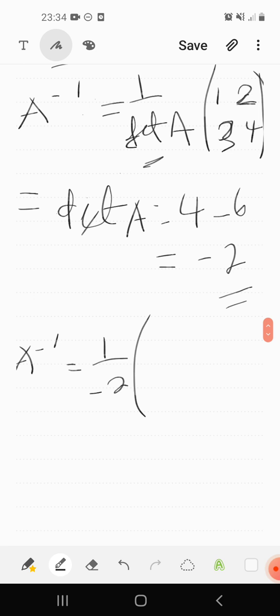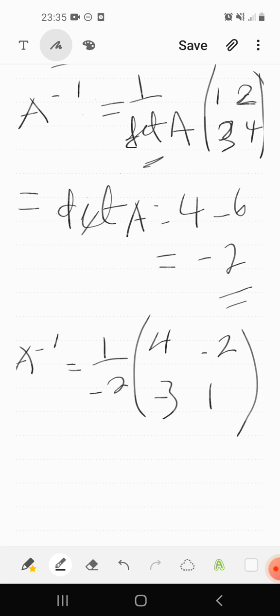Here we change the positions of A and D. So 4 will come here and 1 will also come here. Then we maintain the positions of 3 and 2, but we negate them. So here will be 3, but negated, and then we write 2 here and negate 2. Then we'll bring our brackets here.